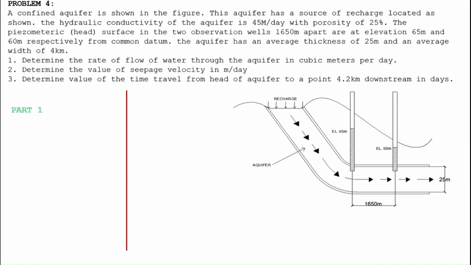For our solution to the first part of the problem, we will recall the formula for discharge through soil. That is, discharge is equal to hydraulic conductivity K times hydraulic gradient I times the area A.